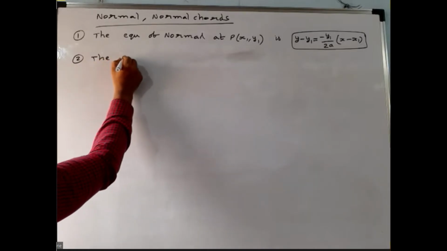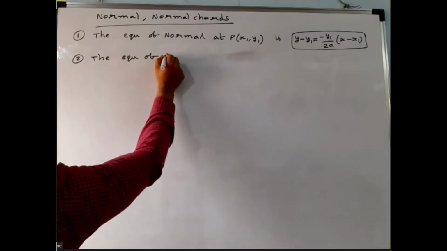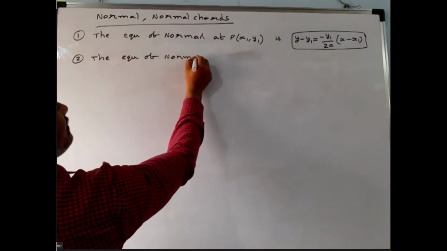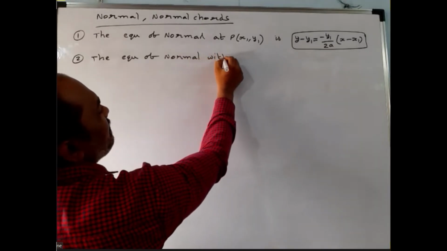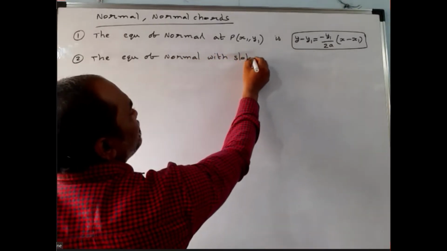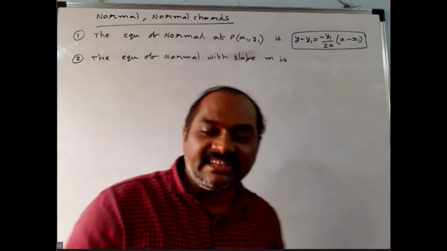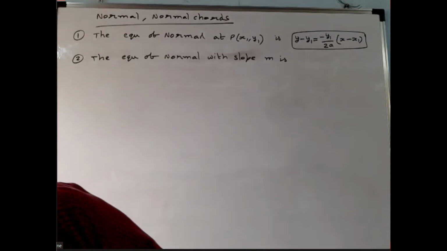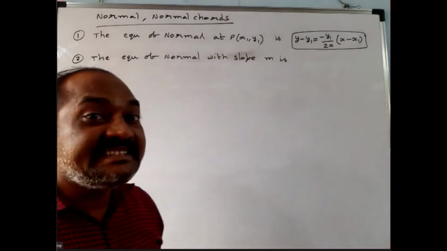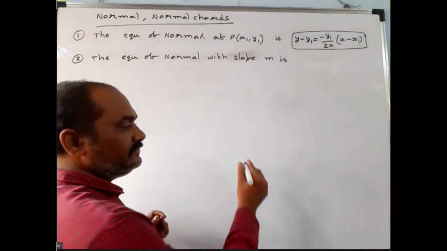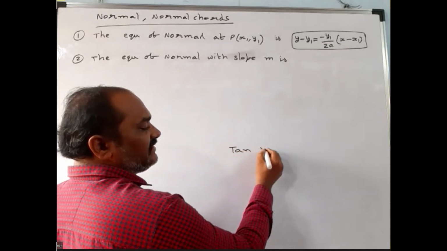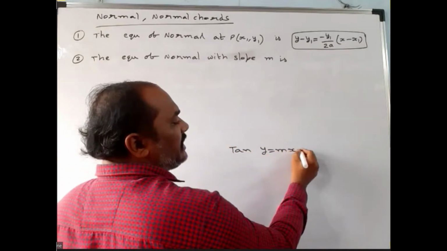Next, slope. The equation of normal, students, one more concept, with the slope m. Anybody say the tangent equation with slope m? What is the tangent with the slope m? y is equal to mx plus a by m. Very good, shabash.